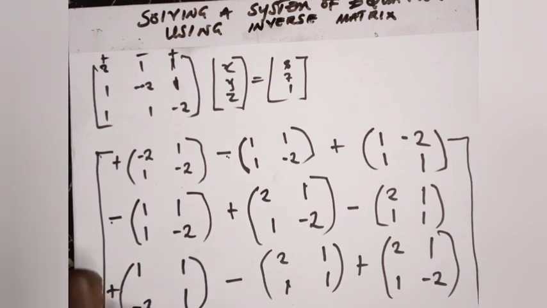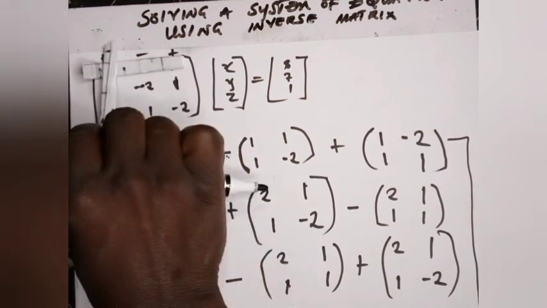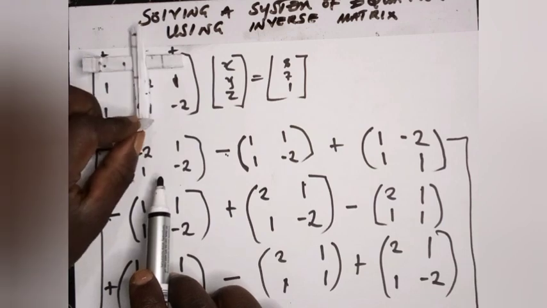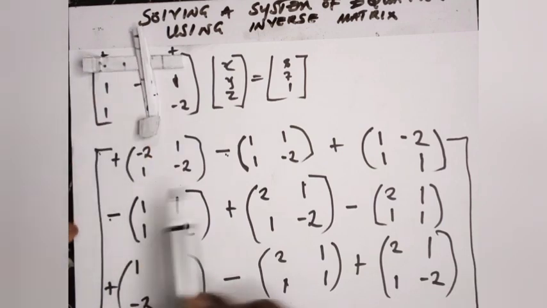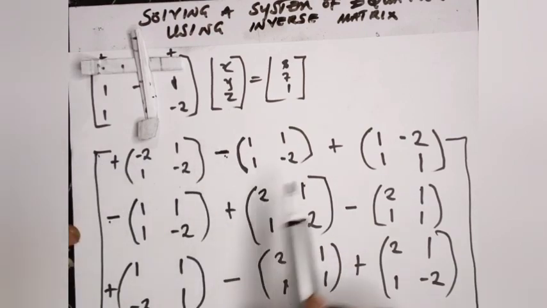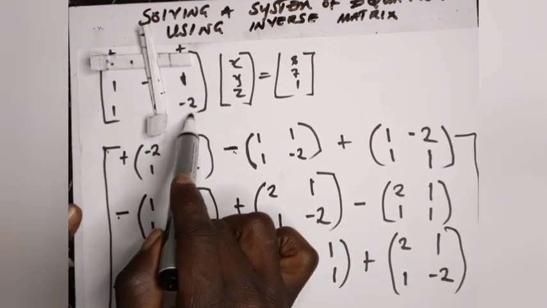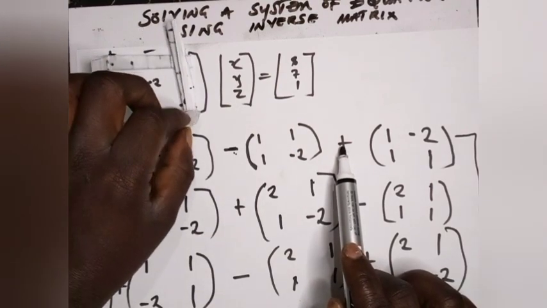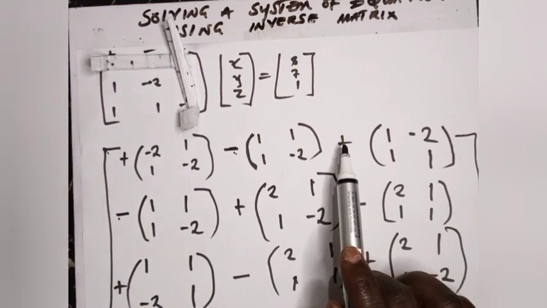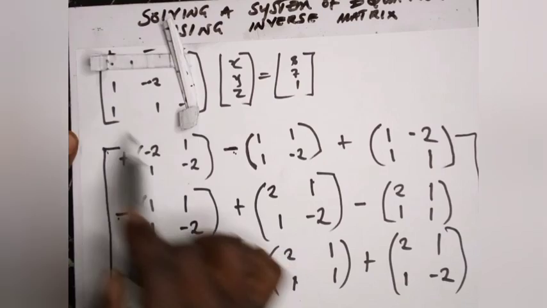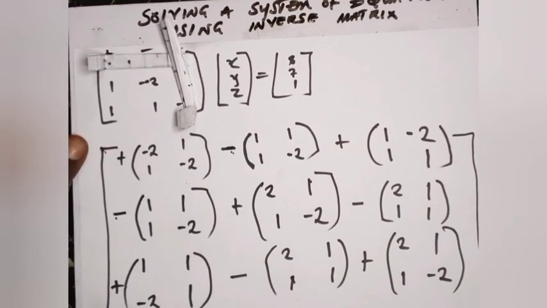For the first one, you cover the first row and the first column. You remain with this one. Then you come here, first row, second column. You indicate minus because it's positive, minus. Then you remain with 1, -2, 1, 1. Then you close the last column and the first row. Then you remain with 1, 1, 1, 1, -2.